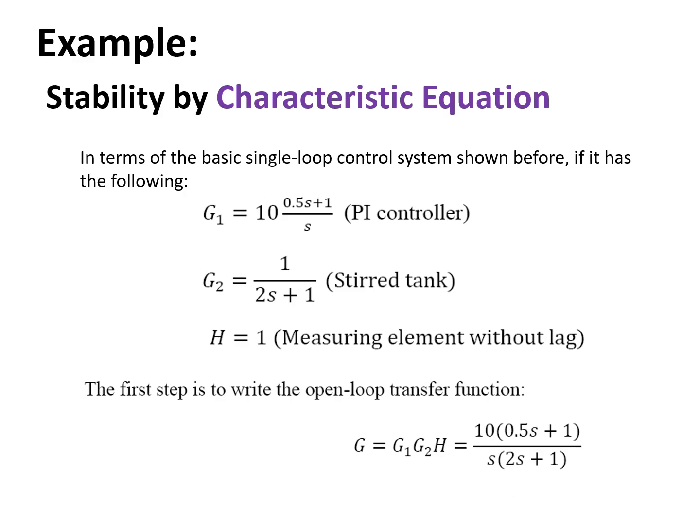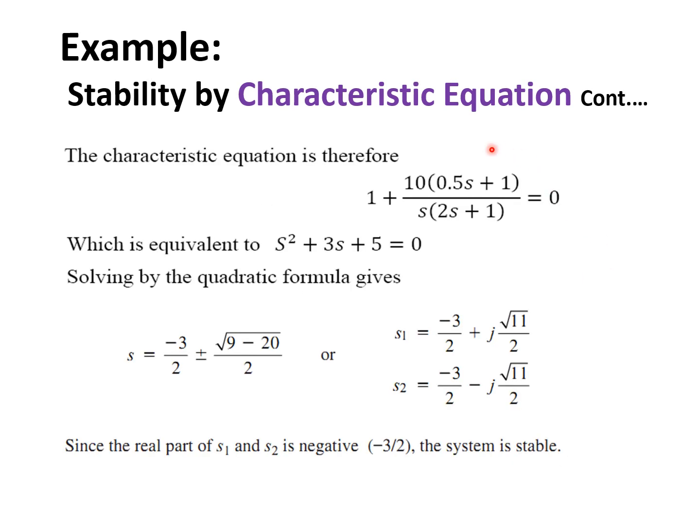Let's look at an example here. If G1 is given by a PI controller, G2 is given by the stirred tank, and H1, the measuring element, is given here, then this is G, which is the open loop transfer function, and the closed loop transfer function is given by 1 plus G here. So we will see that the characteristic equation can be simplified to this polynomial here, of degree 2, so we get two roots here.